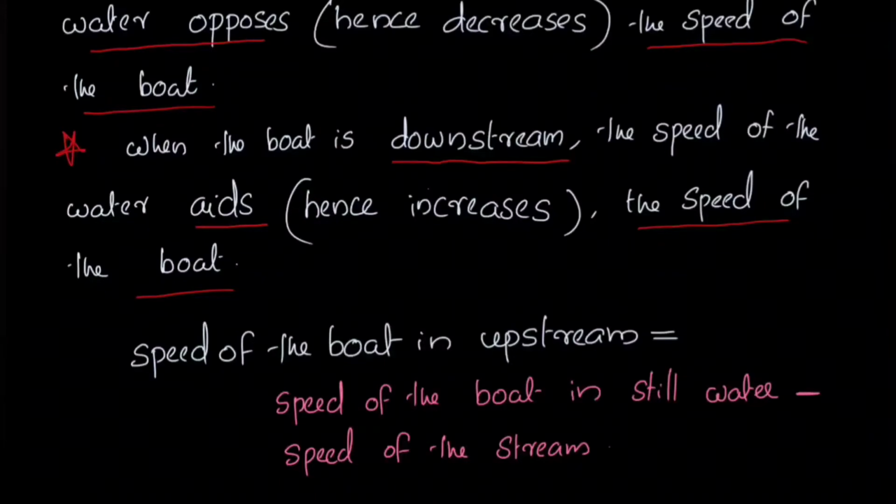A boat moving in still water has its own speed. There is no effect of the stream. In still water, only the speed of the boat is considered; the stream speed does not affect the boat speed. That is the meaning of still water. If it is moving against the flow of water, the speed of the boat is opposed by the speed of the stream. So we can write the speed of the boat in upstream is equal to the speed in still water minus the speed of the stream.